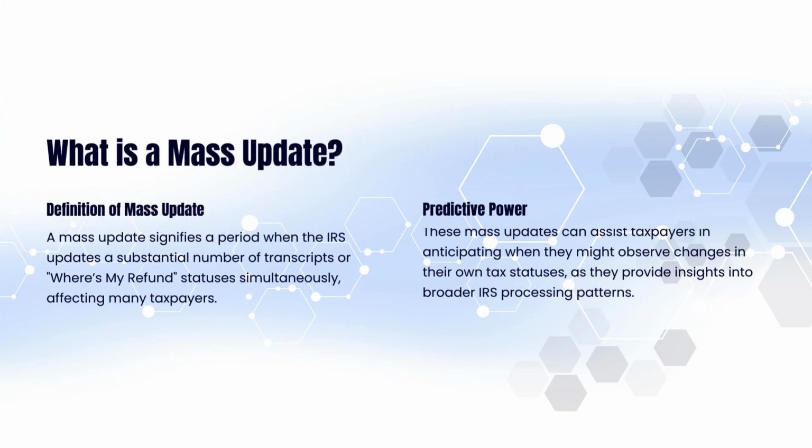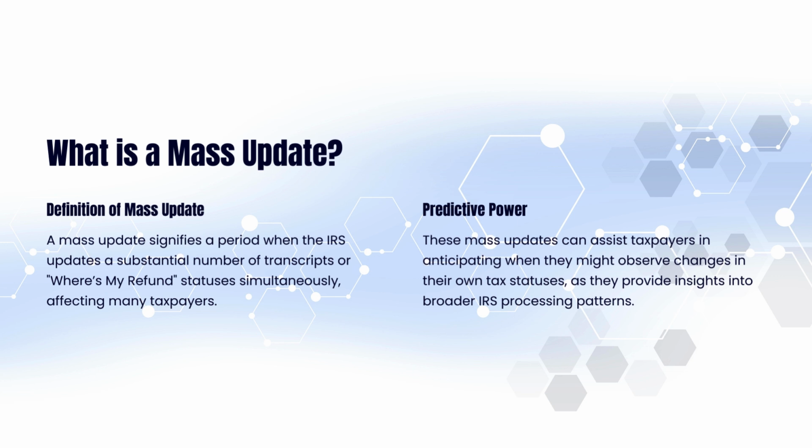What is a mass update? A mass update happens when the IRS updates a large number of returns simultaneously. This can give you a general sense of when updates might happen across a broader group of taxpayers. By understanding these mass updates, you can anticipate when your own status might change. Think of it as the IRS sending out a big wave of updates. When the IRS does a mass update, things move much quicker for everyone involved.